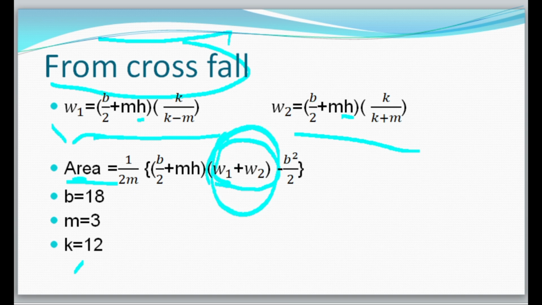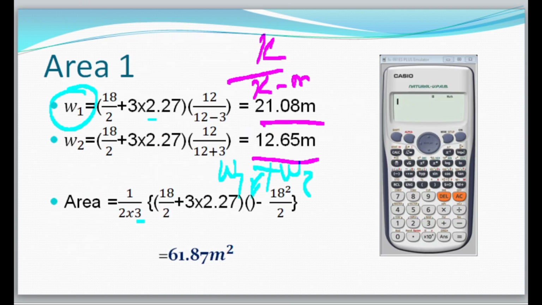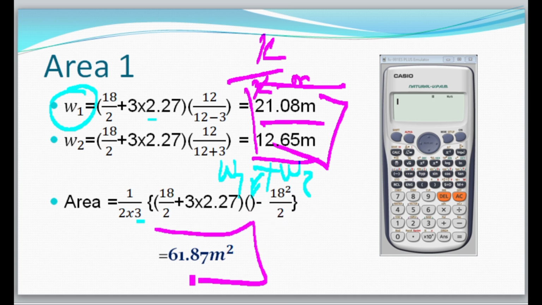So w1 plus w2, which we have already gotten, the addition of those two data here, then minus 18 squared over 2, our final answer. So area 1 will be 61.87 meters squared. I'm doing this faster because I don't want to waste your time. As long as you get the simple concept, I know you'll calculate all the others.